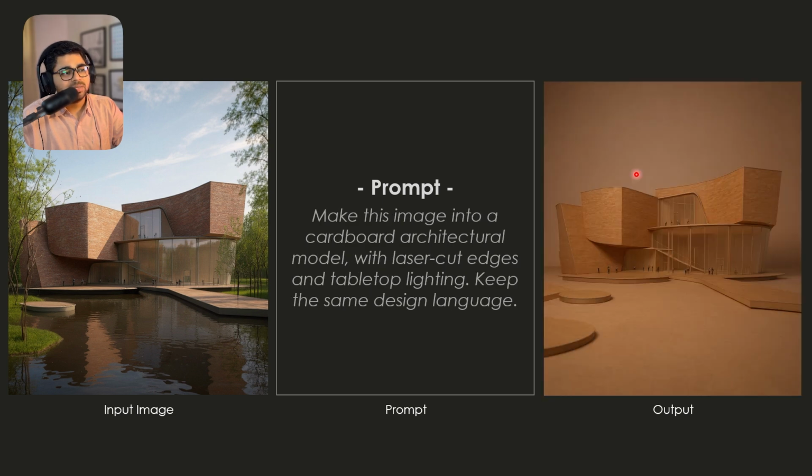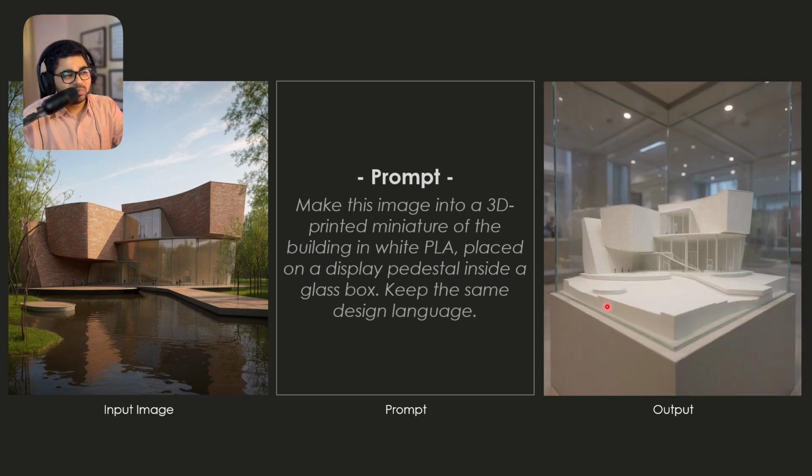Then the next one, I was like, okay, can you make it into a cardboard architectural model with laser cut edges and tabletop lights? The next one is also one of my favorites, where I told it to make this image into a 3D printed miniature of the building with white PLA. Can you see this? How can you comprehend this? From this to this, it has done. It's like a real 3D printed model.